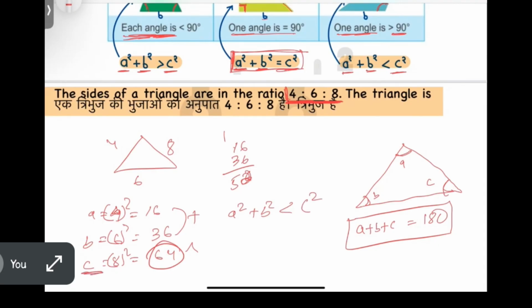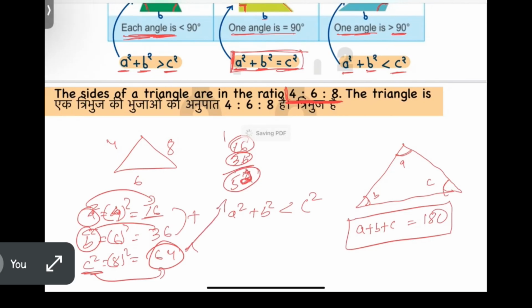Because c square is how much? 64. And a square is how much? 16. And b square is how much? 36. So a square plus b square, we are getting only 52, which is less than 64. So which means a square plus b square is less than c square.